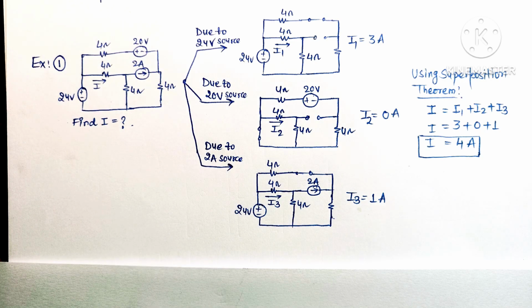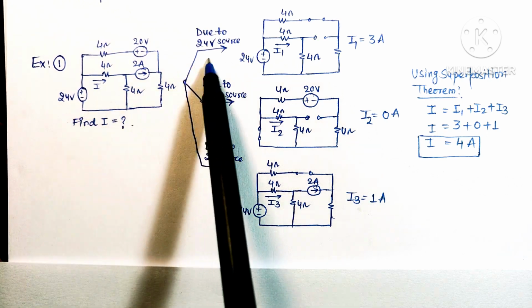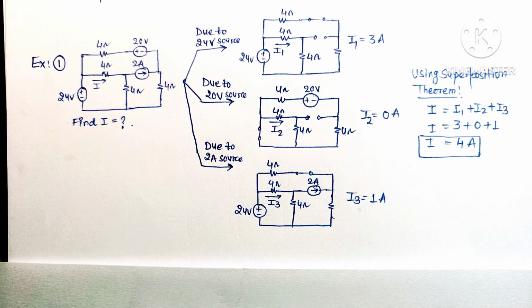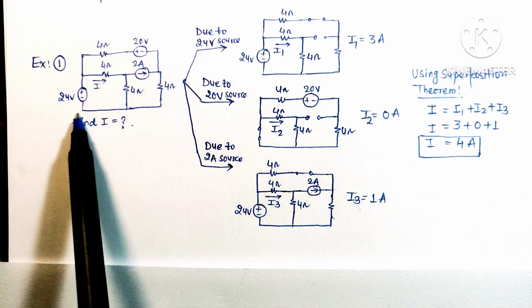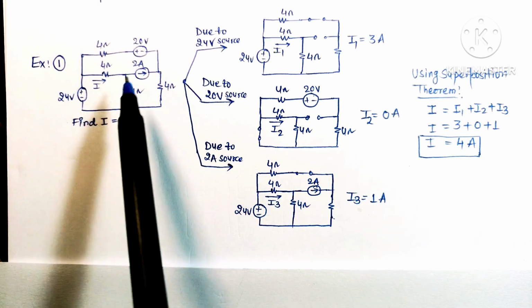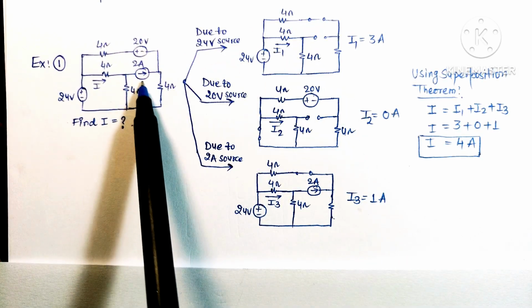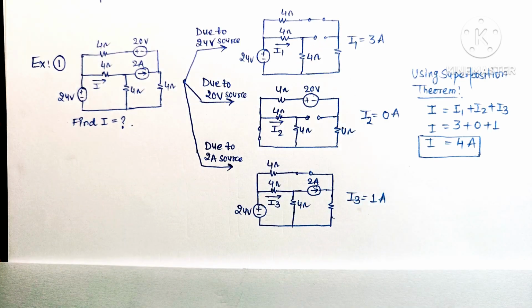The superposition theorem says that we have to apply a source independently. So here we have applied the 24 volt source first of all, and other voltage sources will be short circuited and current sources will be open circuited. So in this circuit, if we apply the 24 volt source, then this 20 volt source will be short circuited. So here it will be short circuited, and this current source will be open circuited. So here it is open circuited.